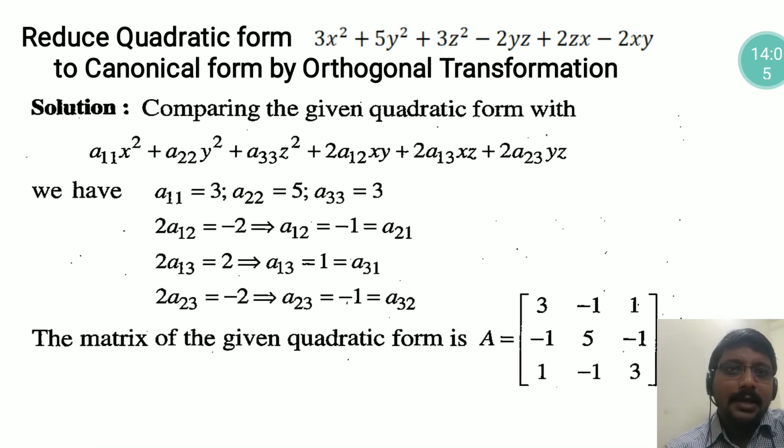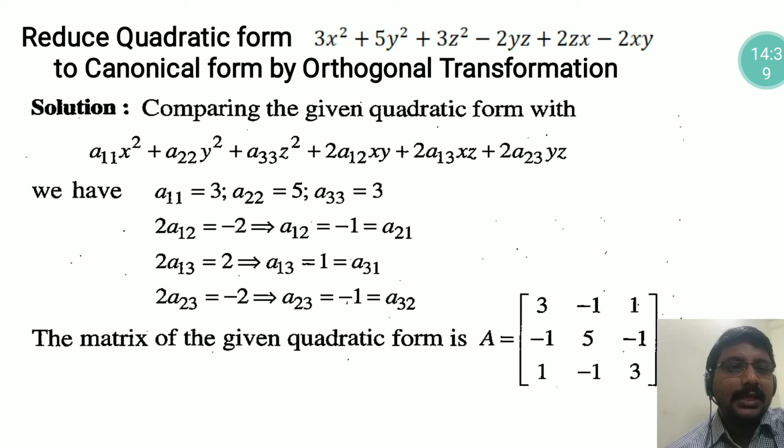Another problem: reduce the quadratic form, which involves the three variables x, y, z, and each and every term has the same degree, that is 2, to canonical form by orthogonal transformation. So comparing the given quadratic form with the expression a11 x square plus a22 y square plus a33 z square, that is a11, a22, a33 are the principal diagonal elements of the matrix A.